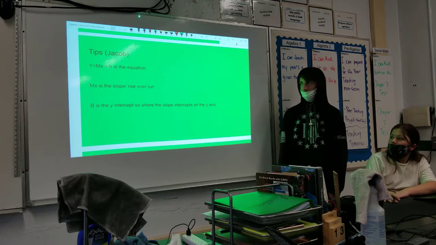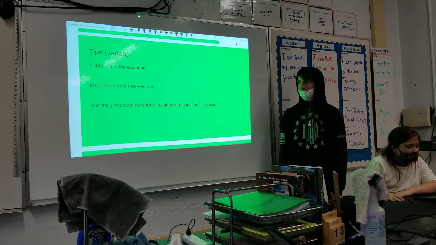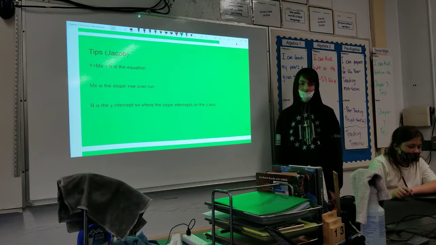For the tips, for the equation, it's just y equals mx plus b. mx is the rise over run or slope. b is the y-intercept, where it intercepts on the y-axis.